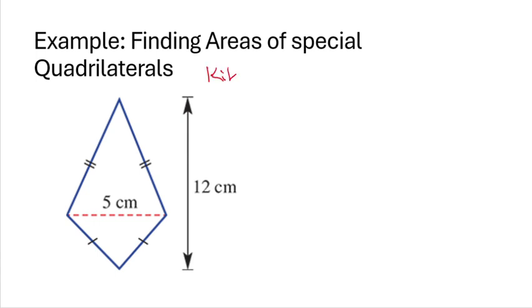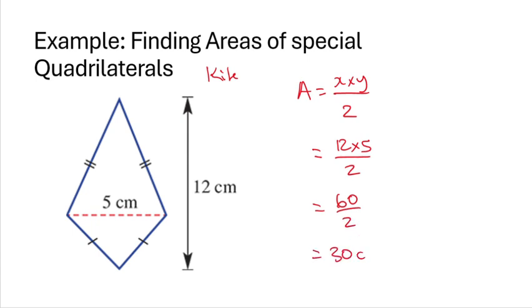Now, this is a kite. Remember, use the same formula. The formula for a rhombus and a kite are exactly the same. So just do 12 times 5 over 2 equals 60 over 2. And that equals 30 centimeters squared. Now, remember, you are allowed your calculator in this test, okay?